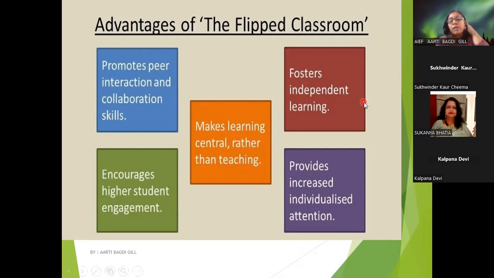Interesting. Now let's go for fosters independent learning. Naturally, we as teachers, we as educators always feel that we have to make the children independent. Right from the foundation years, we start going for certain life skills in the classroom, making them independent, inculcating that, encouraging them to become independent. So yes, definitely a flipped classroom is giving that opportunity to make your child go for independent learning.